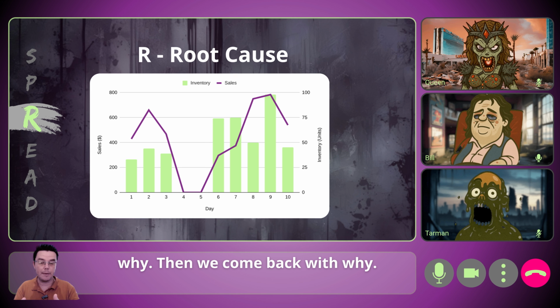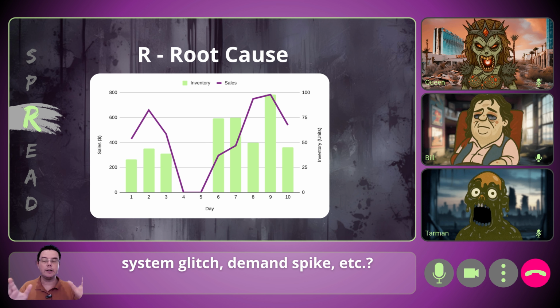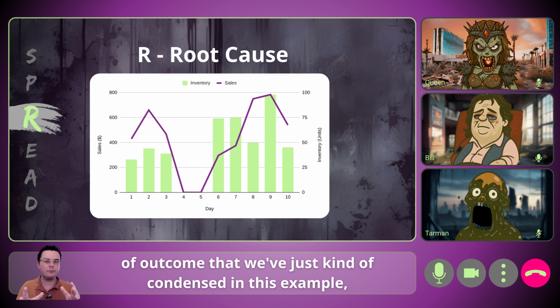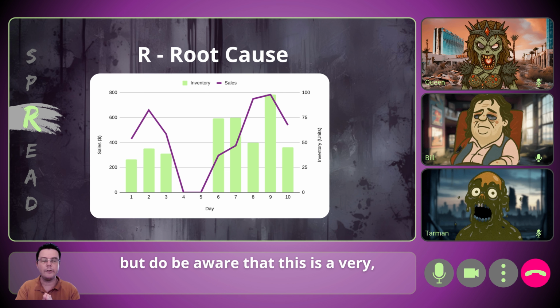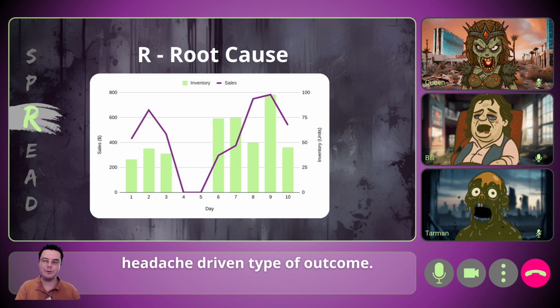Then we come back with, why was the inventory out? Was it because of supplier delay, system glitch, demand spike, etc.? This is a very complex type of outcome that we've just condensed in this example, but do be aware that this is, like I said, a very headache-driven type of outcome.